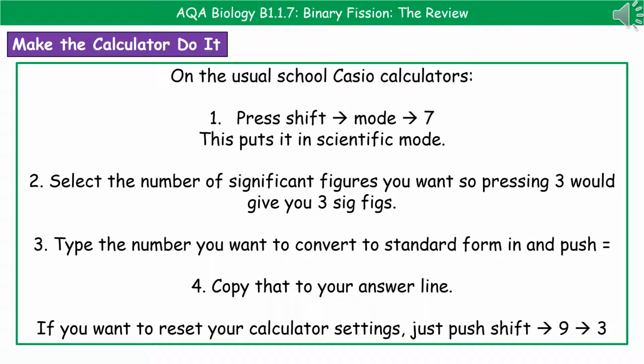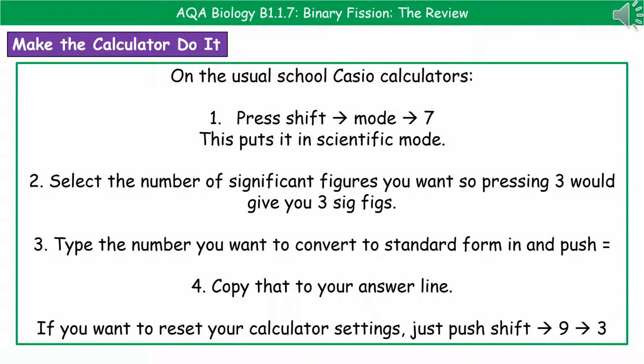Now, I'm going to assume that you've got the standard Casio calculators that all schools try and get you to buy through the maths department. And assuming you've got this, then you can literally type in any number and then it will convert it to standard form for you. And the way that we do this is on your calculator, you press Shift, Mode, and then the number 7 to put it into the scientific mode.